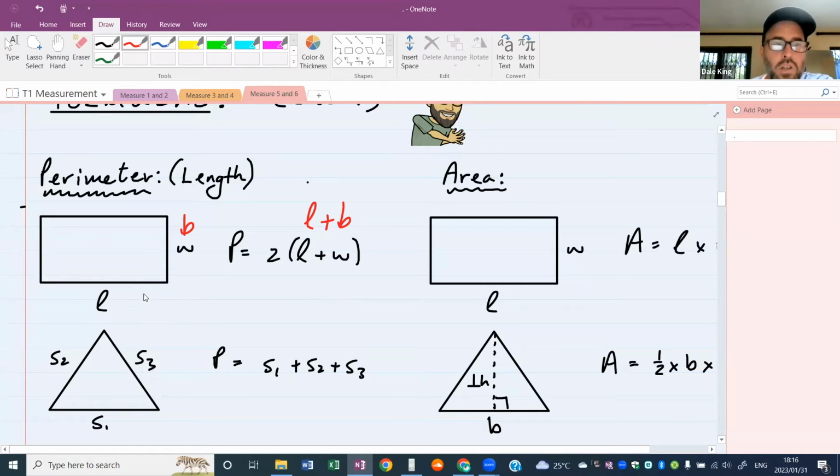But the length is usually the long line, and the width or the breadth is usually the short line. So you need a length and a width times 2. 4 pieces. Okay. Let's look at its friend over here.